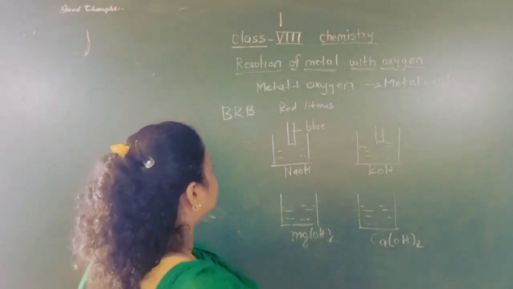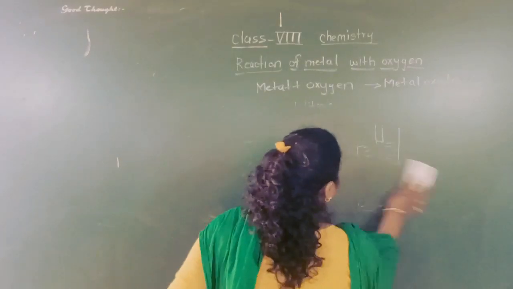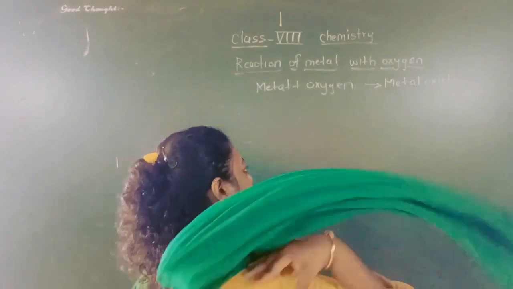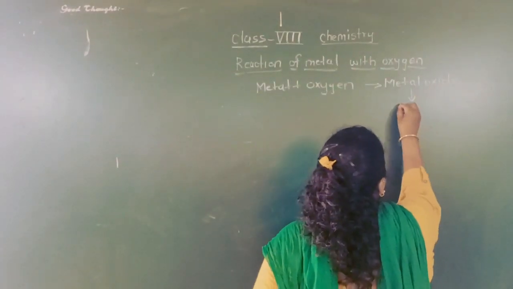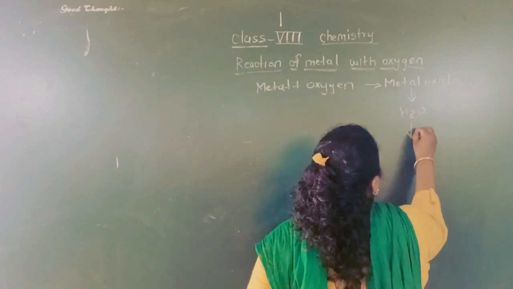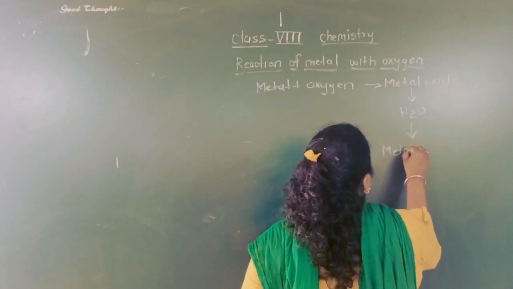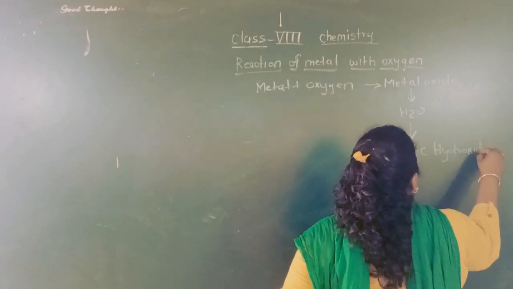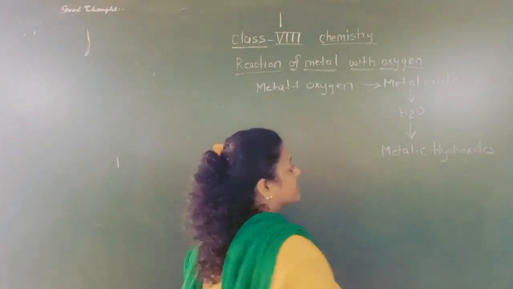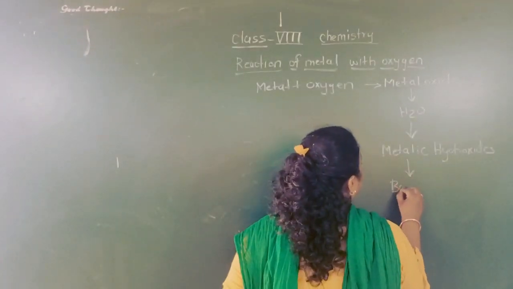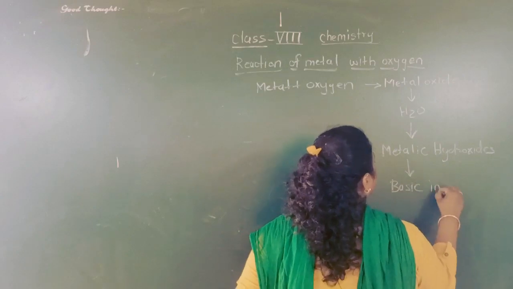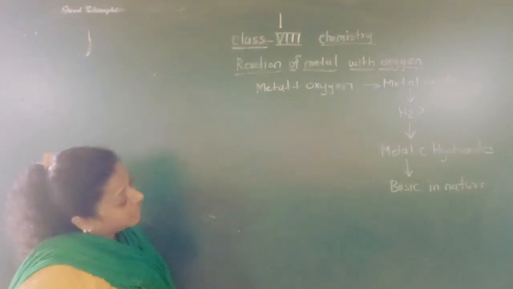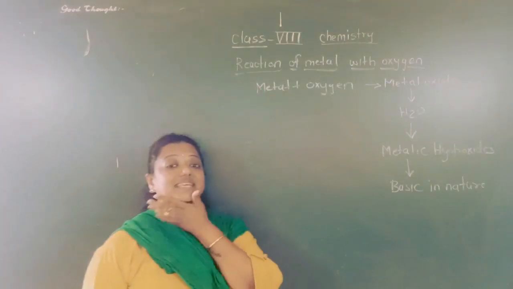From this activity, it is determined that metallic oxides, when we add them into the water, form metallic hydroxides. What does it form? Metallic hydroxides. And these metallic hydroxides are always what? Basic in nature. Understood? Metallic oxides are basic in nature.